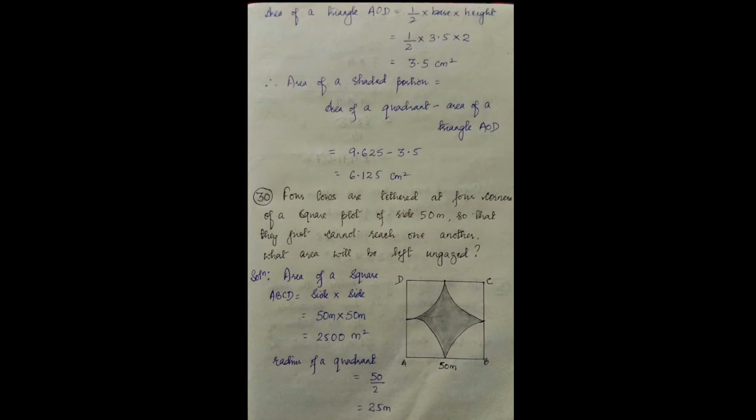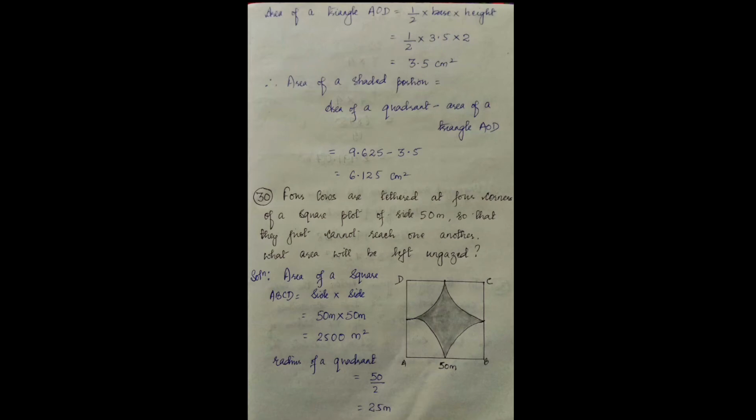For that, what we have to do is find the area of this square ABCD. From the area of this square, we have to subtract the area of these 4 quadrants. We'll get this shaded region, the ungrazed land. So we have to find the area of the square, which is side into side, 50 into 50, 2500 meters square. So the area of the square is 2500 meters square.